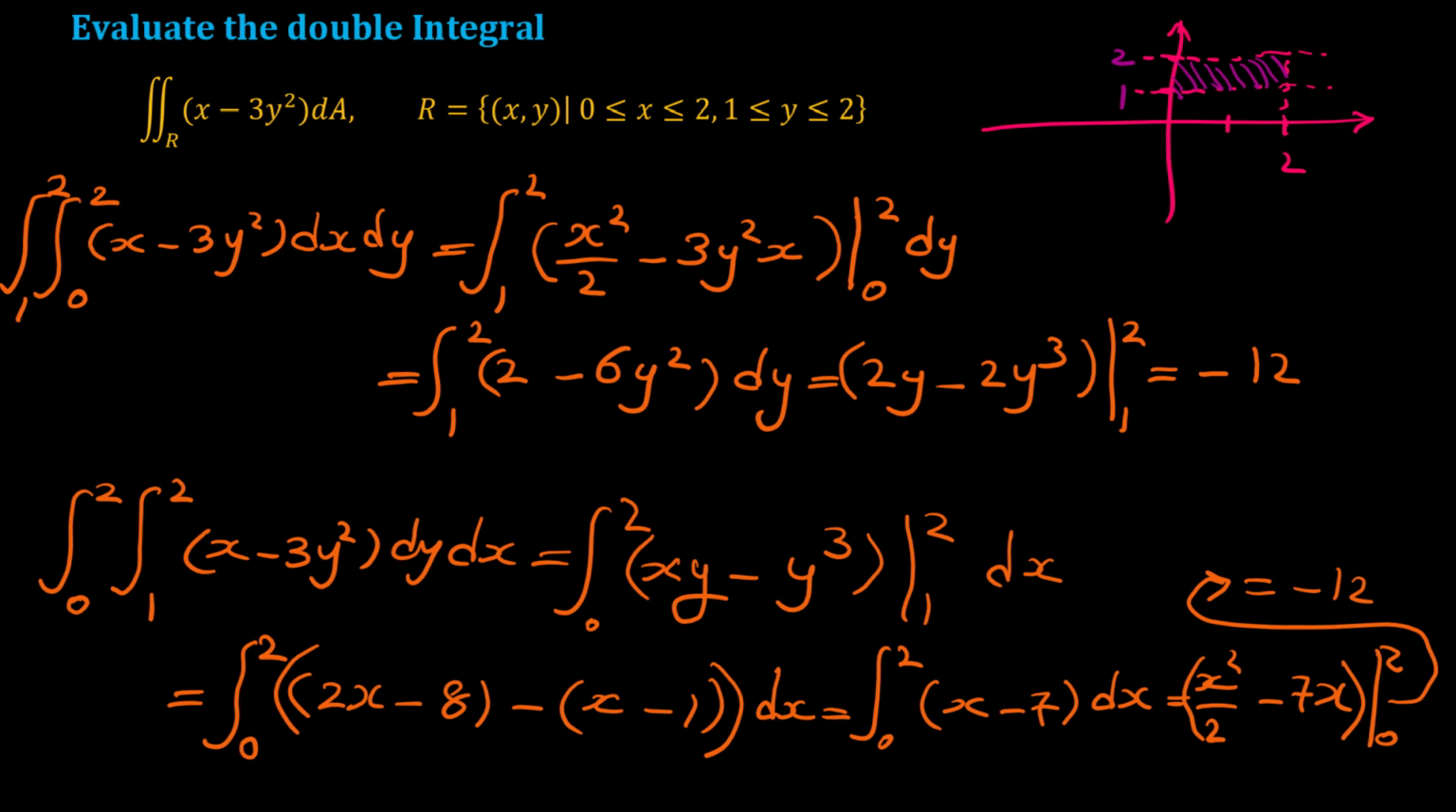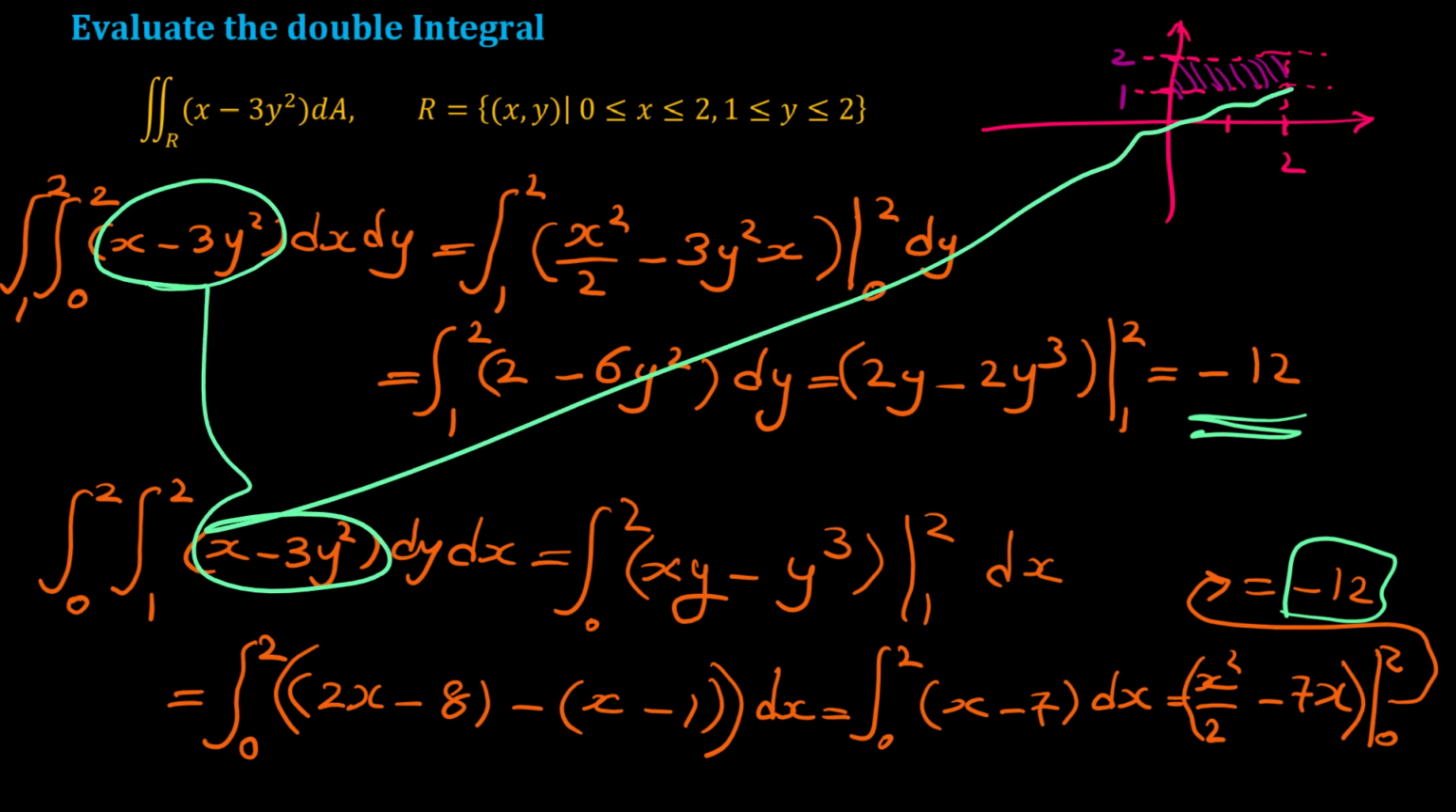Before I show you the next example, let me show you something about this function, this surface, and this region, so we can understand what we did here and what this number negative 12 basically represents. We know that the double integral of a function over a region shows the volume under the surface. But why are the answers negative here if it shows the volume? It's because this surface in this region is not above the xy plane.